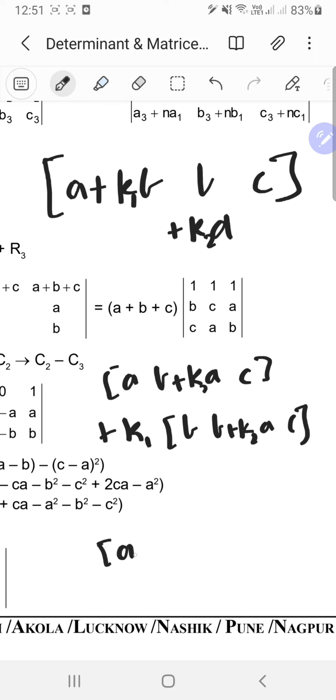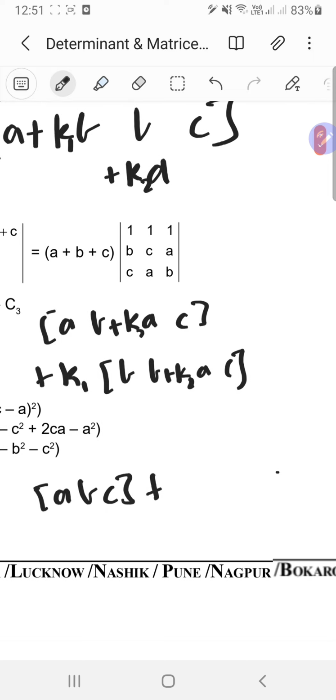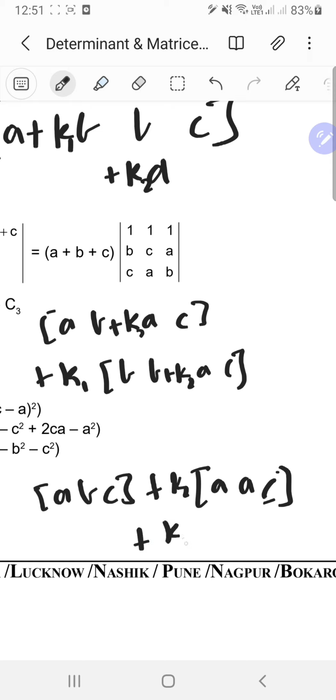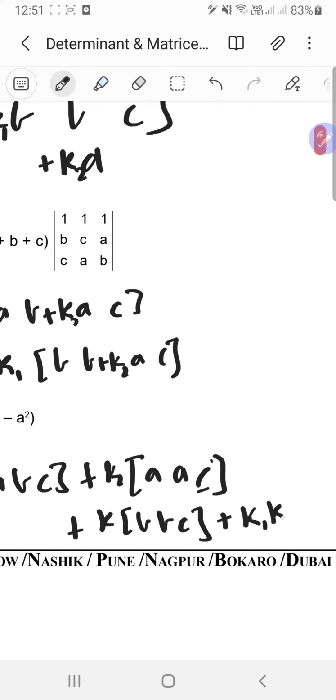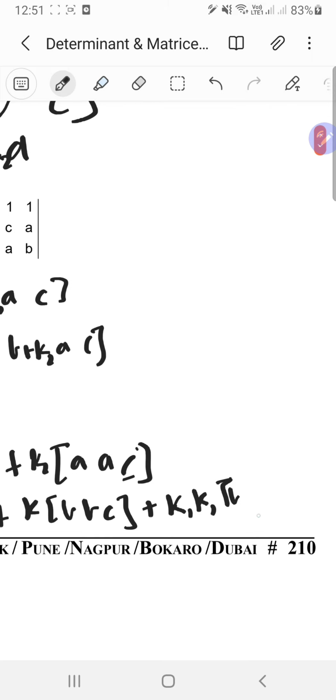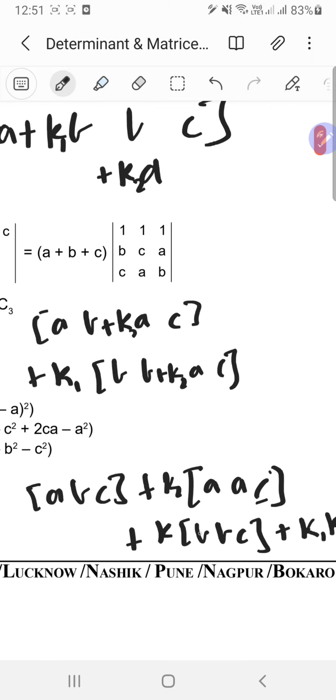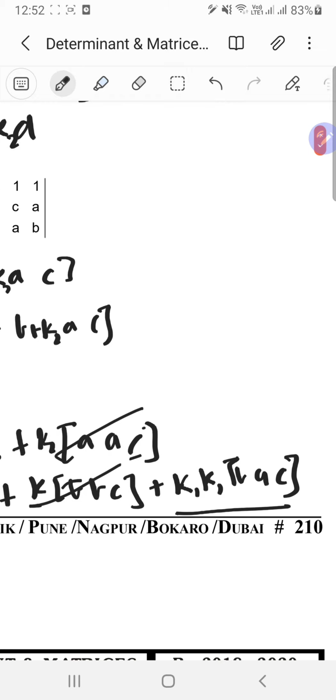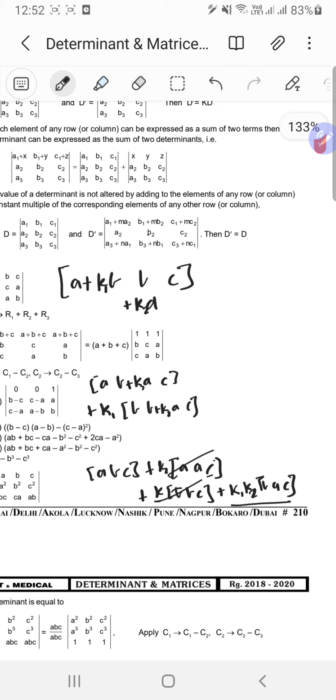And then this will be a b c plus k2 a a c, plus k1 b b c, plus k1 k2. Wait, no, this is not making sense. But what that would mean is that, okay, these are 0 but this thing is remaining. Yeah, what I thought was correct. We cannot do it simultaneously on both.